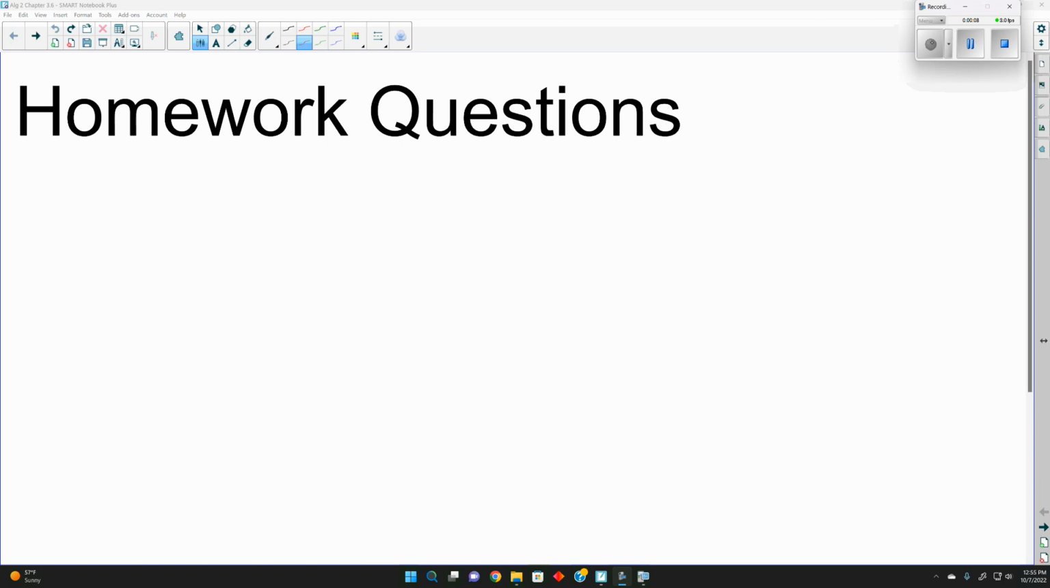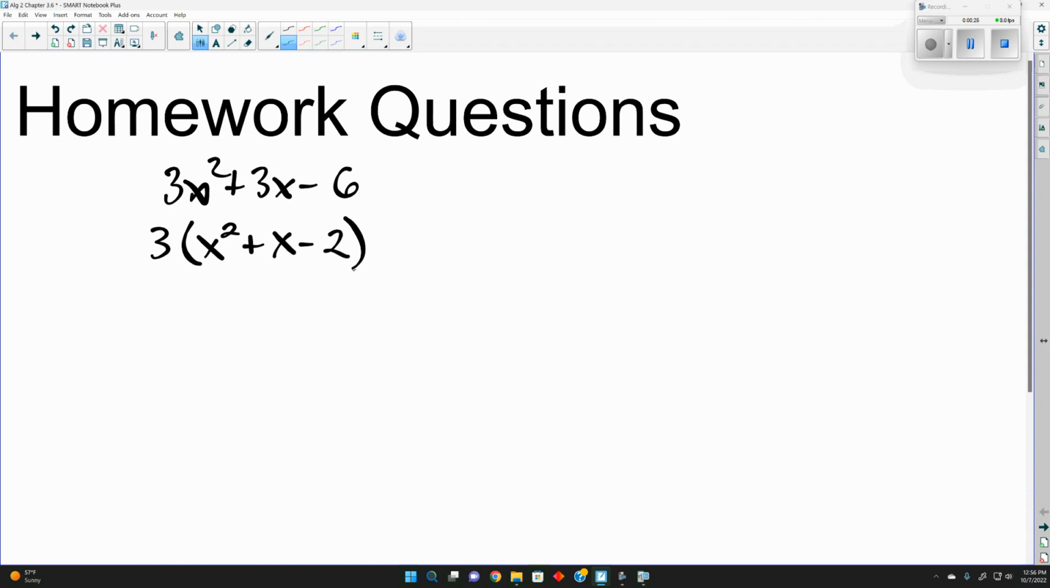Which is 3x squared plus 3x minus 6. Is there a greatest common factor? So we factor 3 out. Two sets of parentheses with 3 spaces.